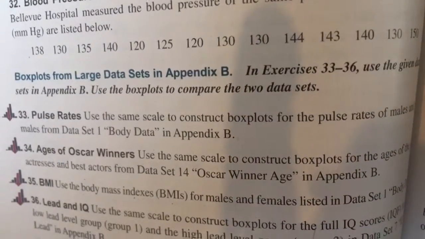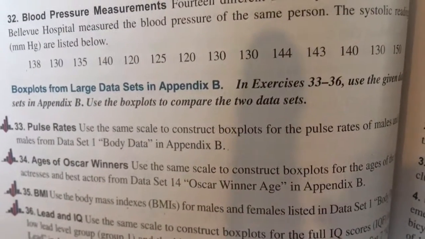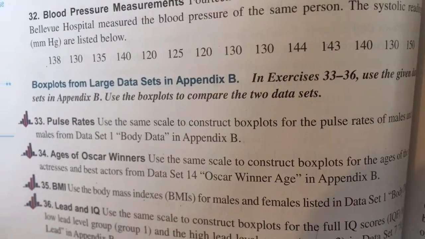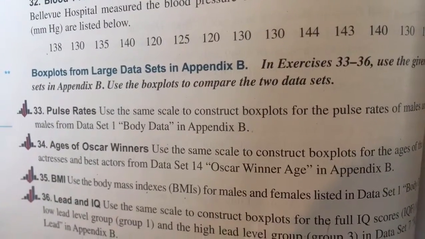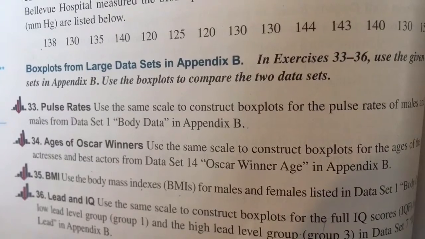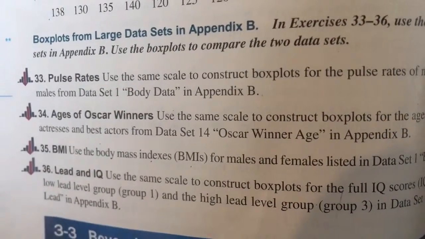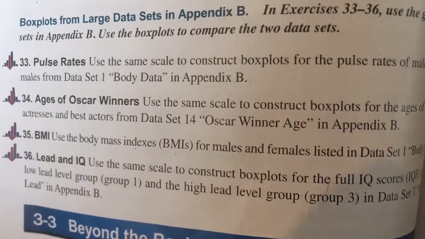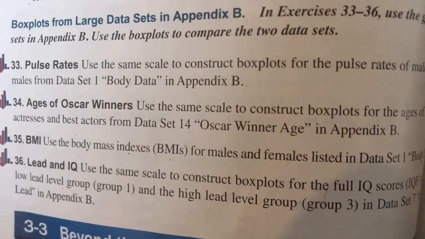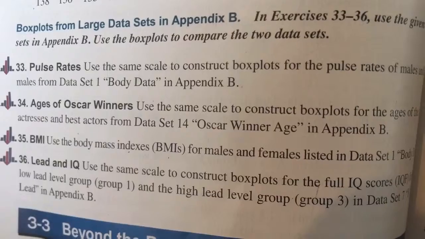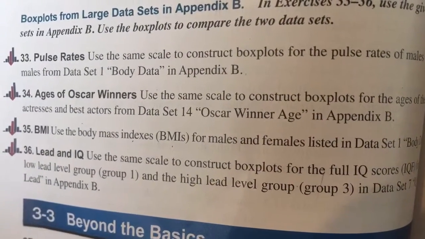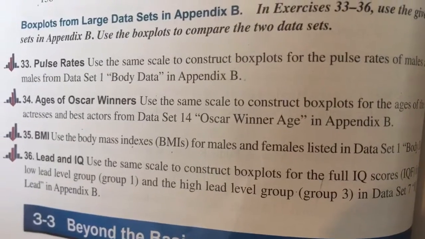Okay, so problem number 33. It says in exercises 33 through 36, use the given data sets in Appendix B, use the box plots to compare the two sets of data. So basically, we are going to want to have the same scale. So it says in 33, use the same scale to construct box plots for the pulse rates of males and females from data set 1, body data in Appendix B.